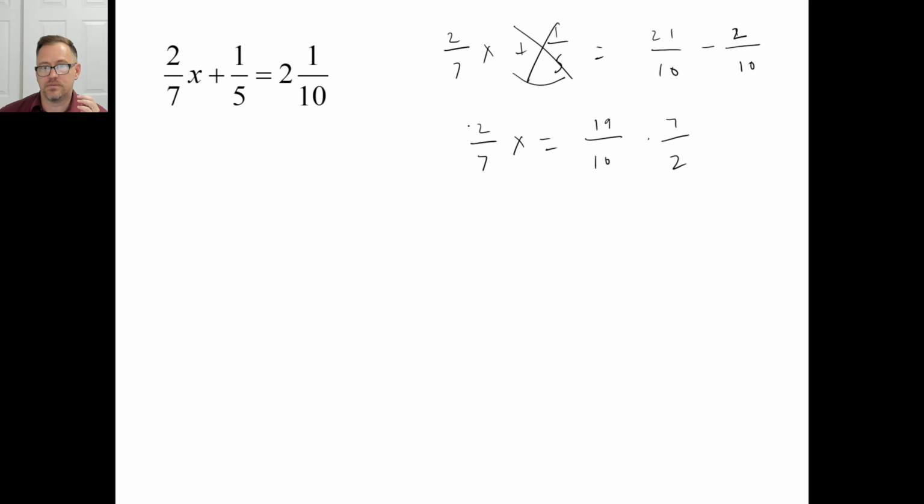What kind of a rotten fraction is this? 19 times 7? I guess we all remember our 19's tables, right? 19 times 1 is 19. 19 times 2 is 38. Okay. 19 times 7 is 133. 10 times 2 is 20. Okay, there you go. All right, and there we go.